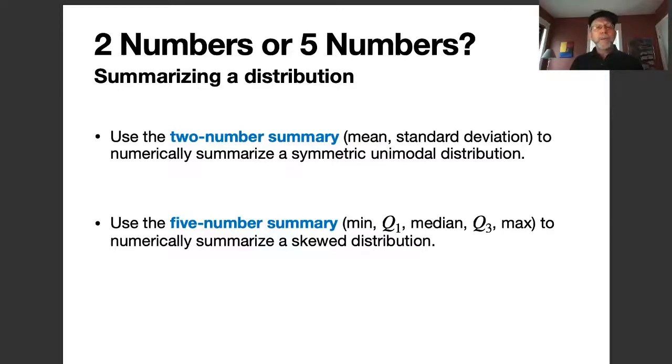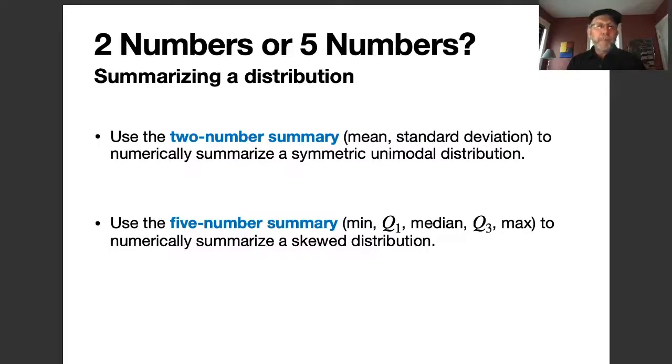Well, the basic idea is that you would use the two-number summary, consisting of the mean and the standard deviation, to numerically summarize symmetric or roughly symmetric unimodal distributions. That's what they're best suited for, the mean and the standard deviation. One reason for this is that we already know that the mean is strongly affected by outliers and skewness. We've seen that in examples.